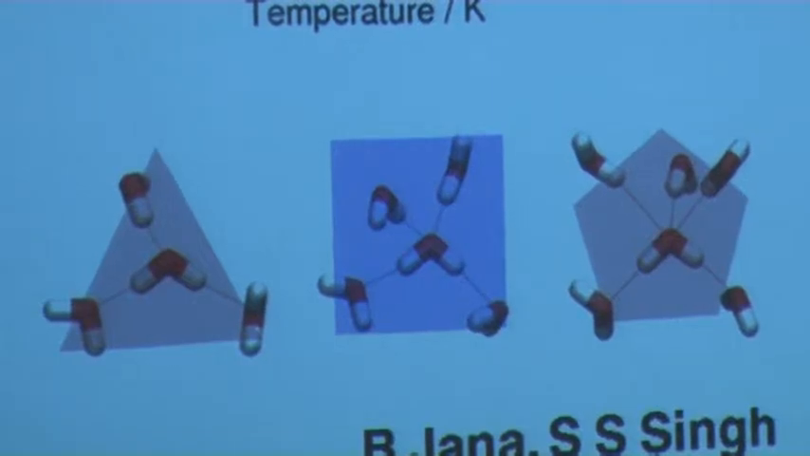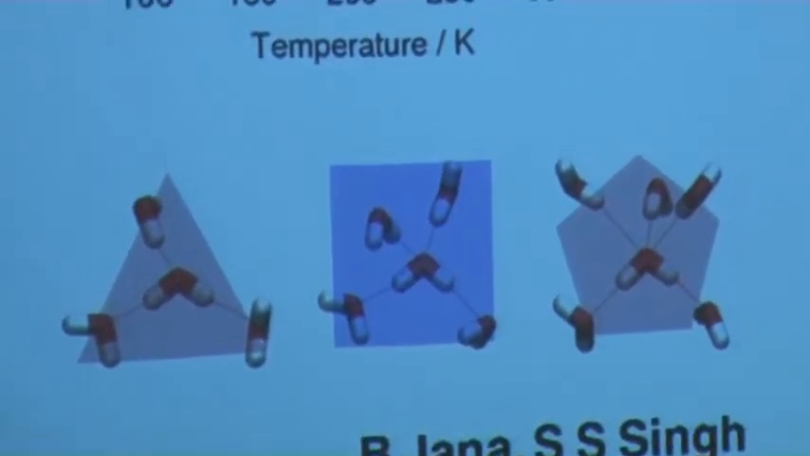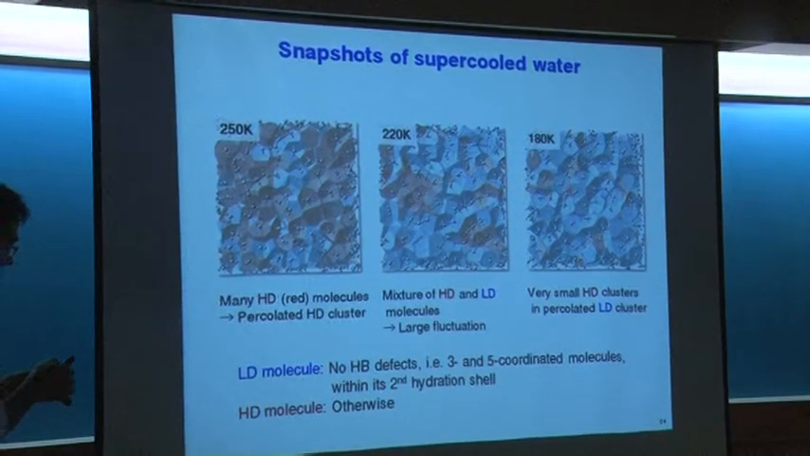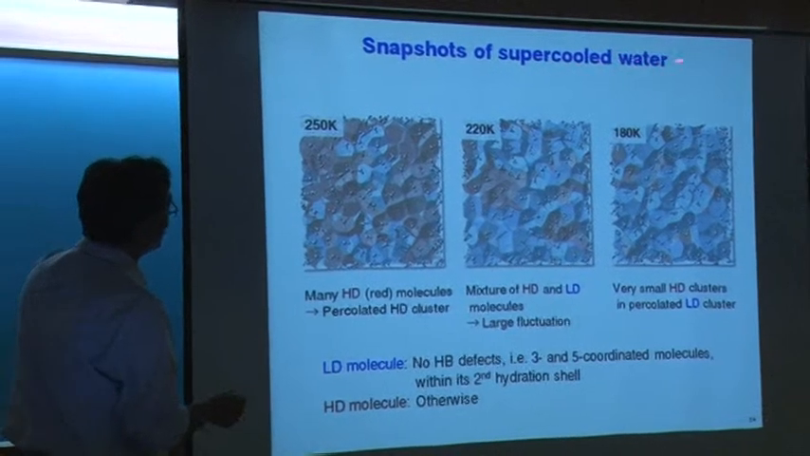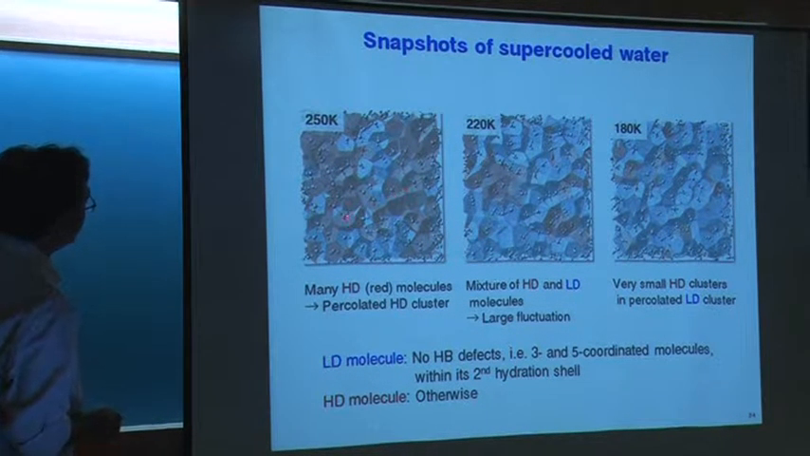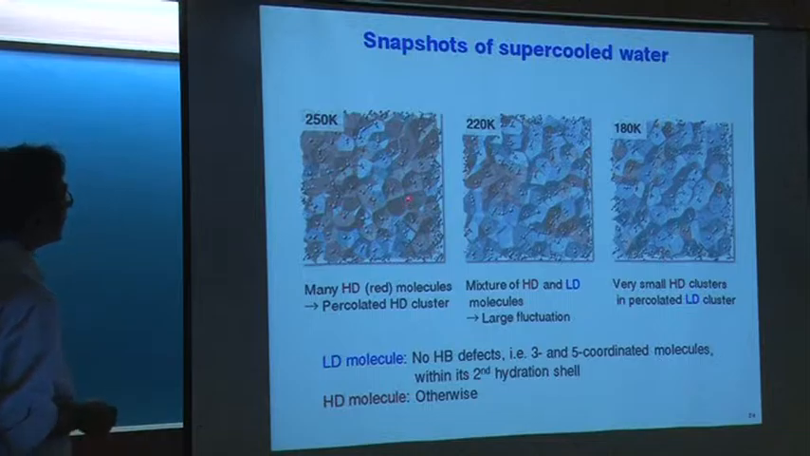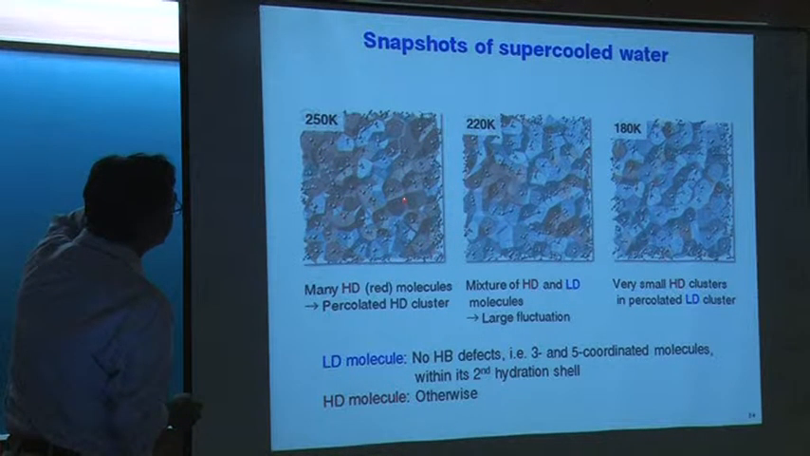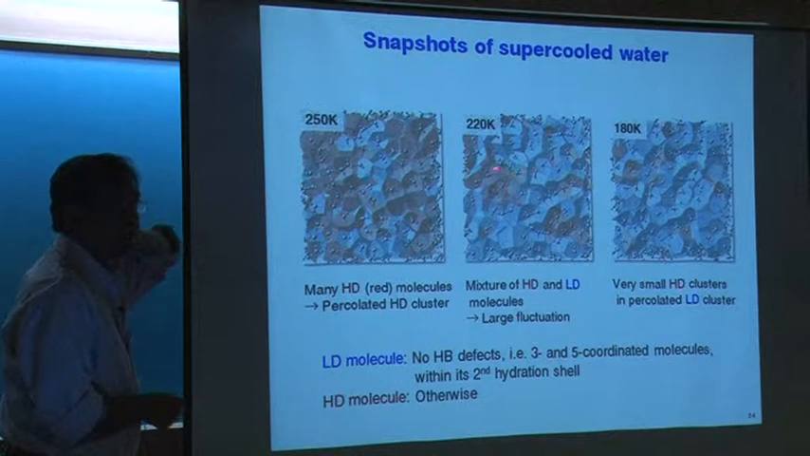Of the 3-coordinate defect plays a very, very important role. I am not going to talk about the definition of a hydrogen bond that has been written today. Okay. So snapshots of supercooled liquid: this is a high density and low density region. This reddish brown is the high density. At high temperature, I already showed you the high density region is percolated.